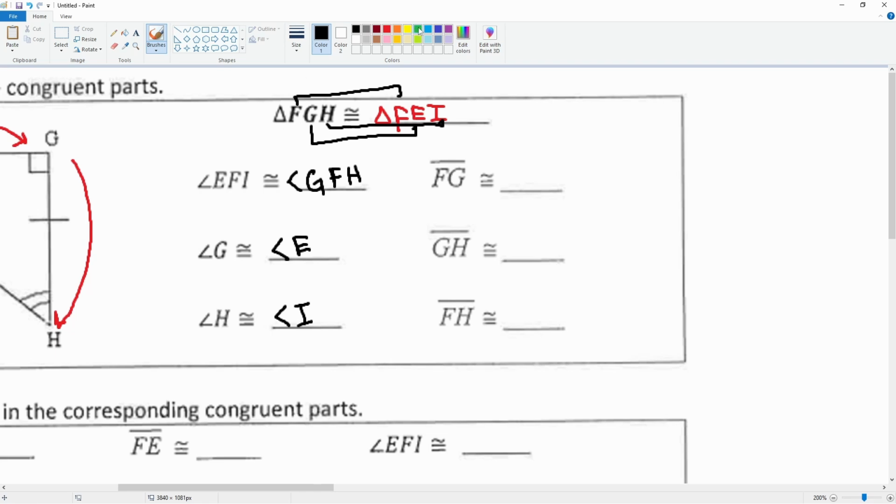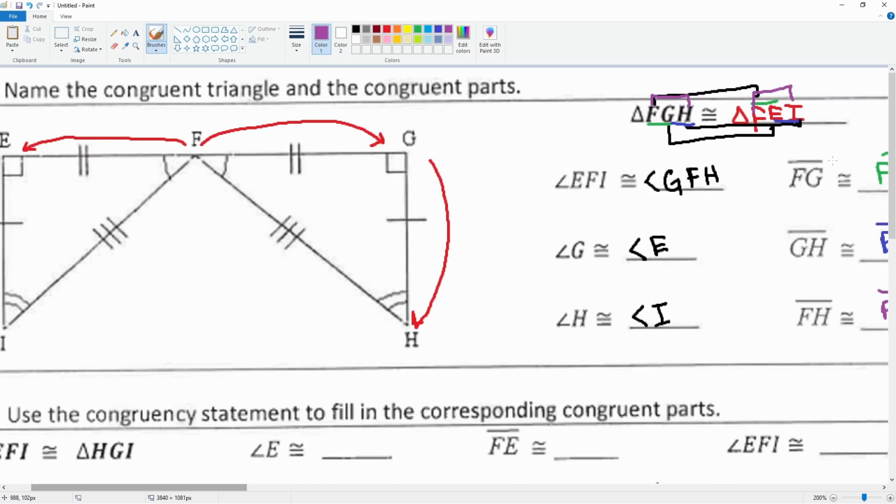FG, this is the first two. So the first two here is FE. GH is the second two, so that's EI. And FH, so FH is the first and third, so it's FI, first and third. Okay, you just use the congruency statement to get everything else here.